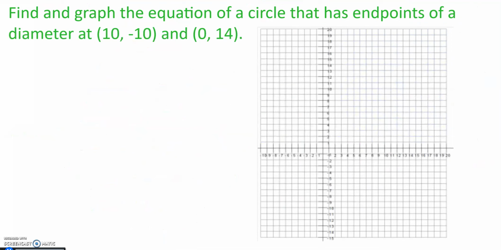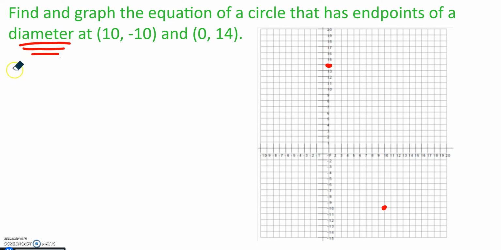The next example: find and graph the equation of a circle that has endpoints of a diameter at (10, -10) and (0, 14). All right, so let's graph that. (10, -10) is right here. (0, 14) is all the way up here. So this time, you're given the diameter and not the radius.